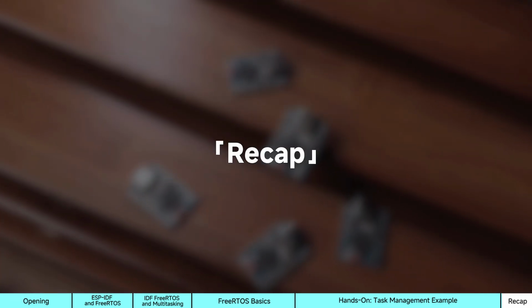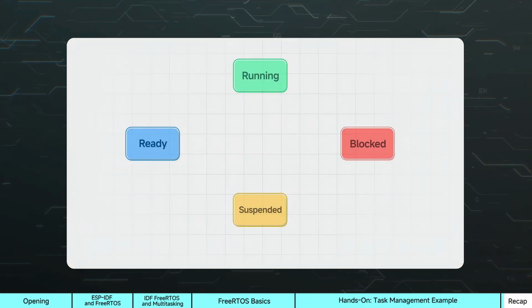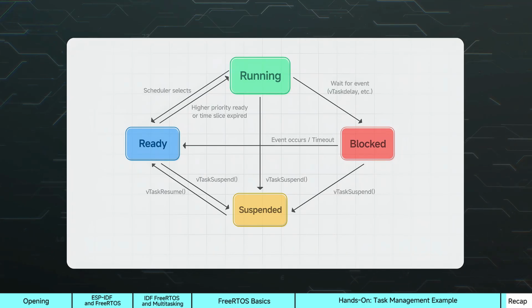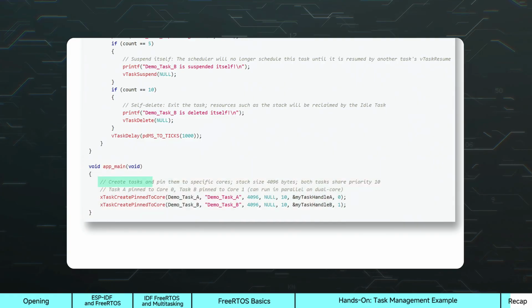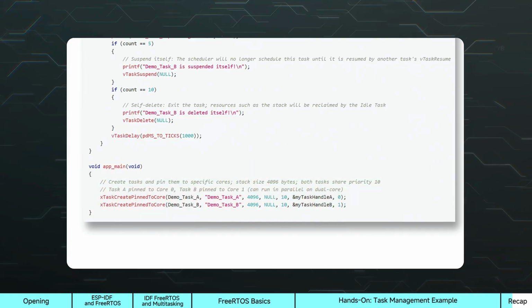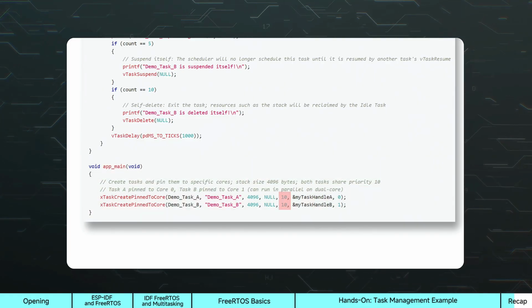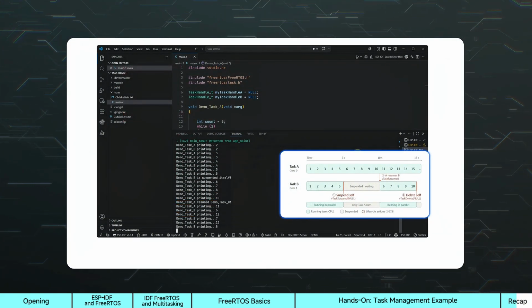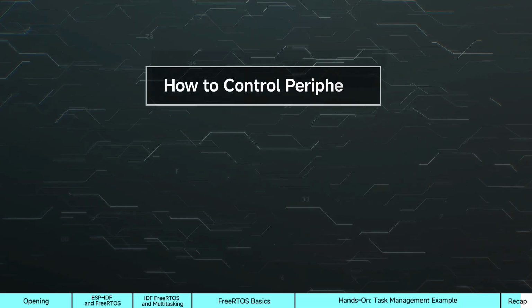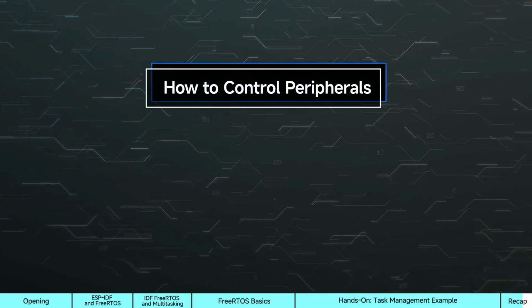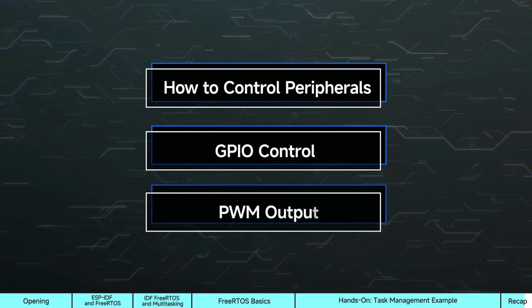Well, that's it for this lesson. Today we covered the basic concepts of FreeRTOS and its role in ESP-IDF, task states and scheduling mechanisms, how to create and manage multiple tasks on the dual-core ESP32, and basic inter-task operations: suspend, resume, and delete. In the next lesson, we'll learn how to drive peripherals, including GPIO control, PWM output, and more.